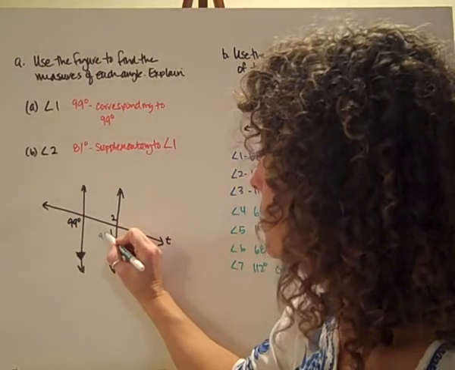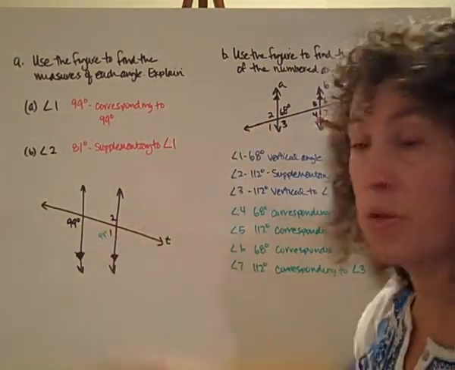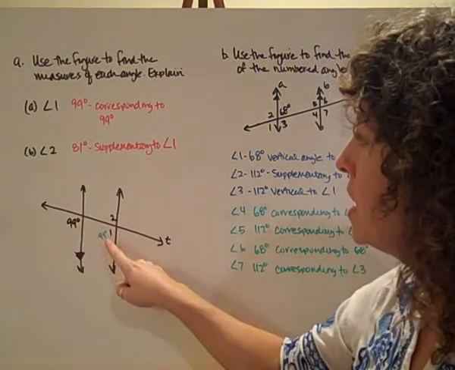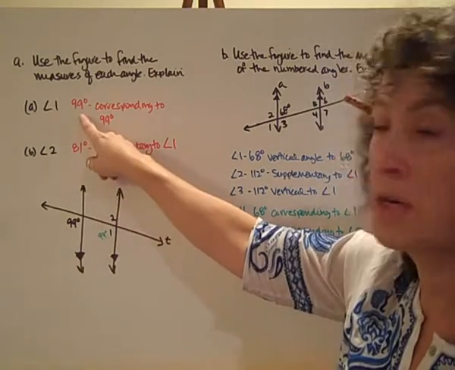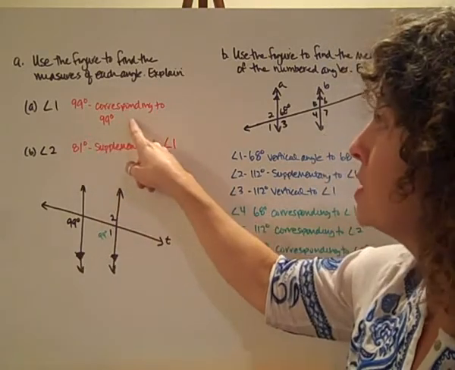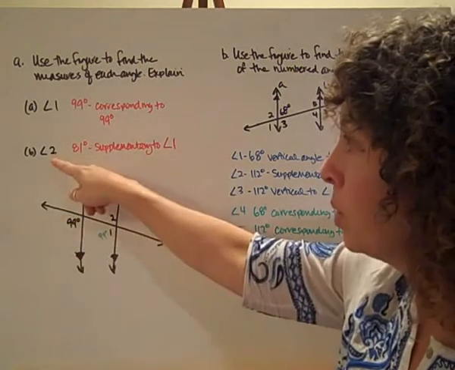So I could label that 99 degrees. And I tend to, when I'm working with angles like this, label things as I go. So I know the 99 and the 1 are congruent to each other because they are corresponding angles. So I'm going to say this is 99 degrees because it corresponds to the 99-degree angle measure that I already have. Well, what about angle 2?